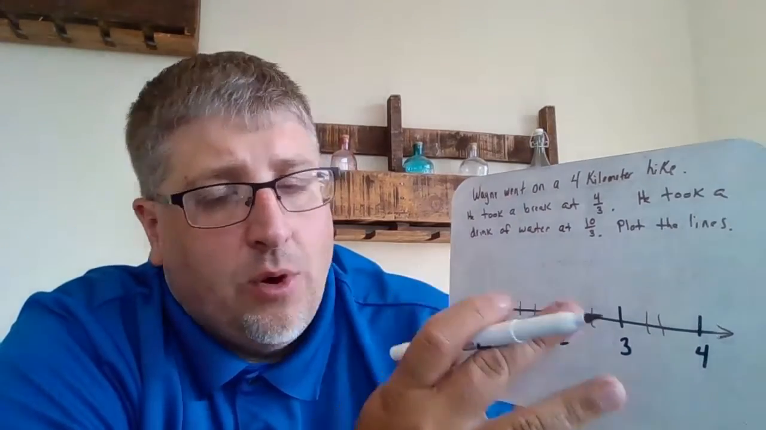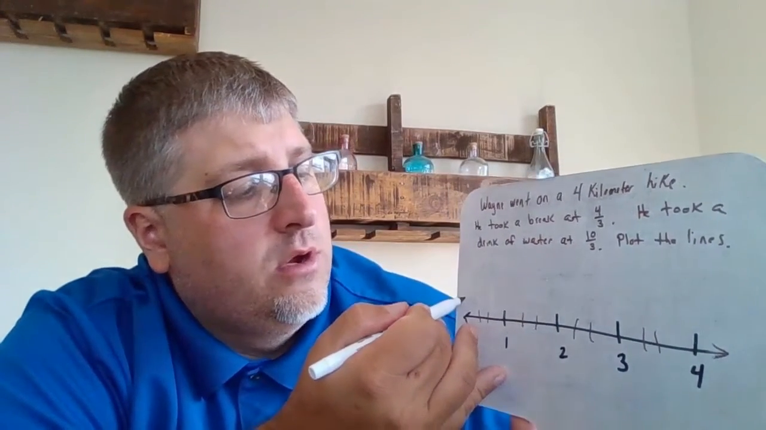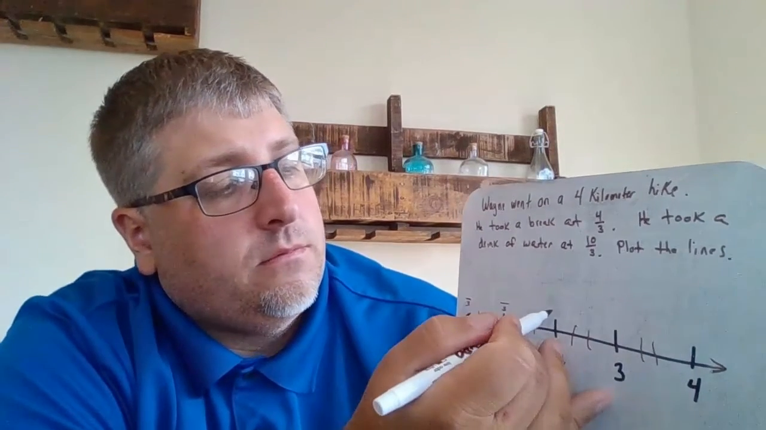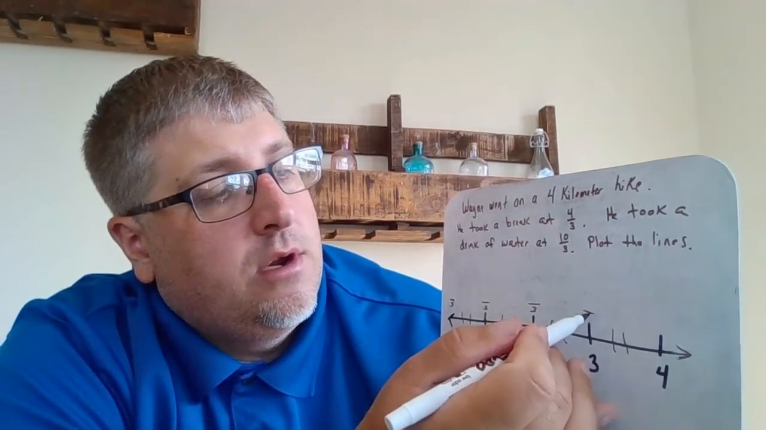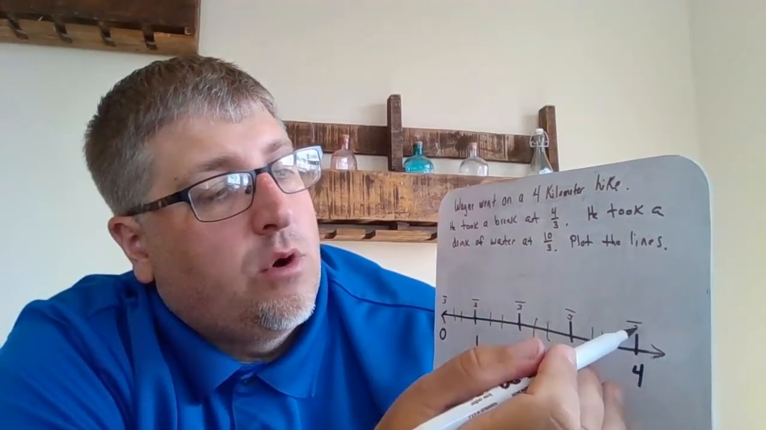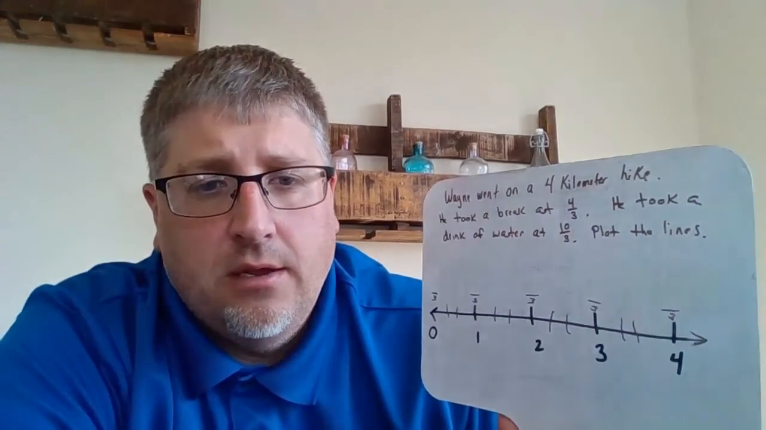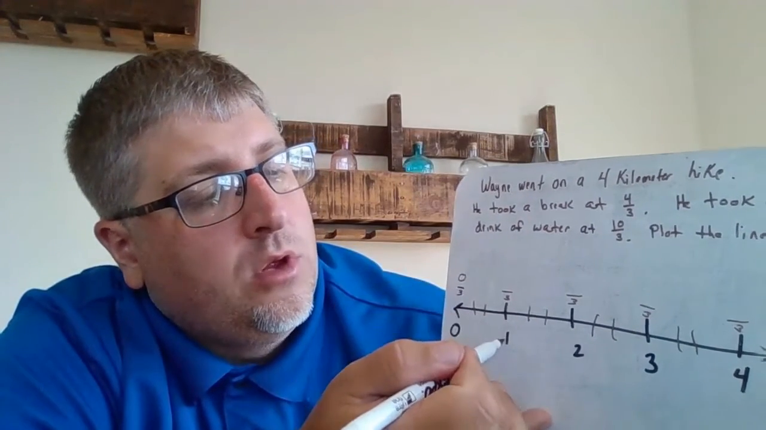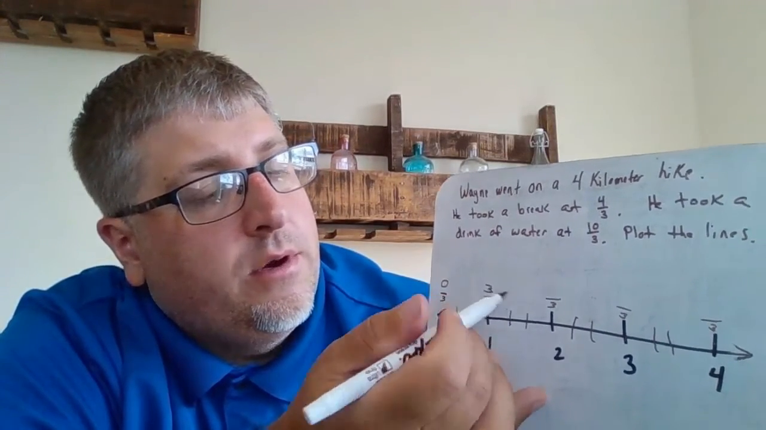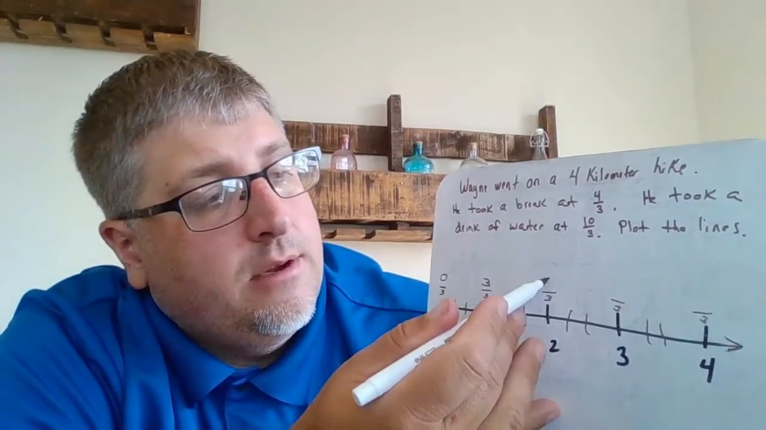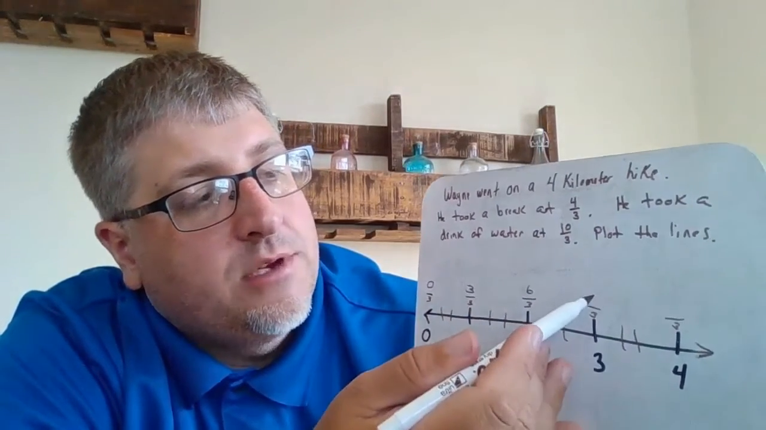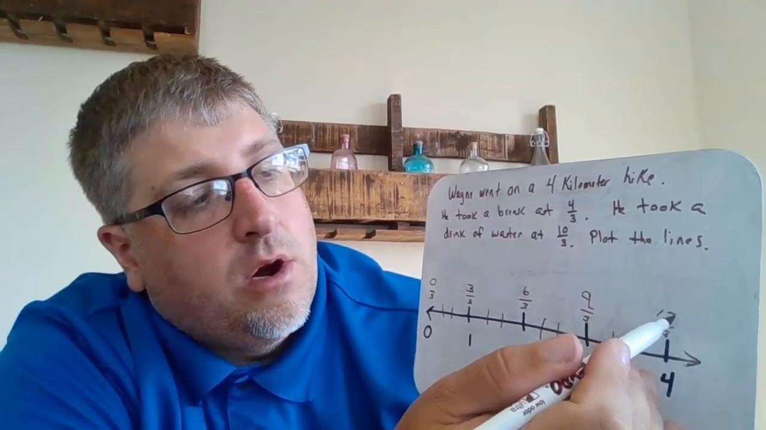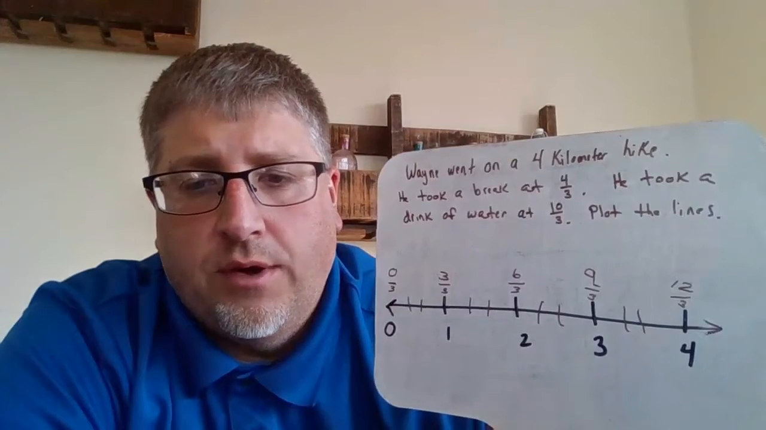And then what I like to do is go in and find the equivalents. So I know for 0 here, and for 1, and for 2, and for 3, and for 4, my denominator is going to be 3. Okay? So I multiply 0 and 3, we know that's going to be 0. 1 times 3, we know that's going to be 3. 2 times 3, we know that numerator is going to be 6. 3 times 3, we know that numerator is going to be 9. And 4 times 3, we know our numerator is going to be 12/3.